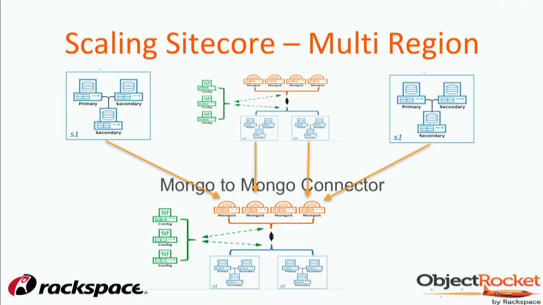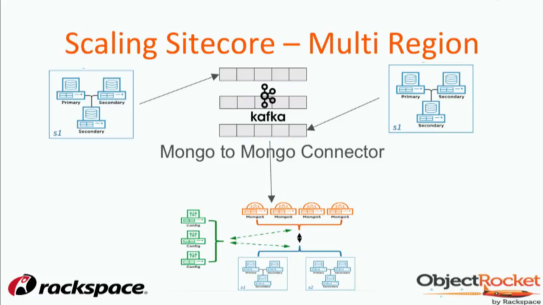And when one of these regions was super busy and couldn't cope with a replica set, we were deploying a sharded cluster, and the solution was exactly the same. It just needed extra work because we had to establish a Mongo to Mongo connector per shard instead of one Mongo to Mongo connector.